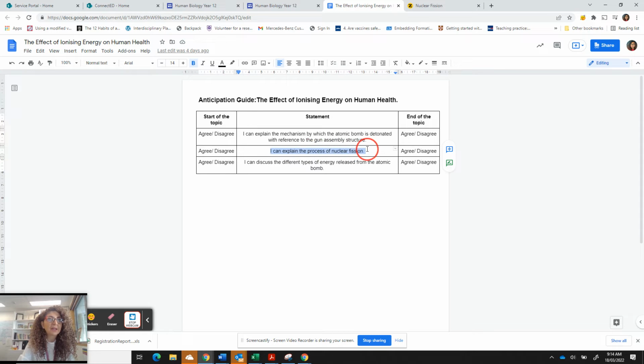Now, what we're going to be looking at today, if we look at our anticipation guide, is I can explain the process of nuclear fission. And really, all that means is that you can explain the process by which the nucleus of uranium is going to split to produce vast amounts of energy that are going to impact human health.